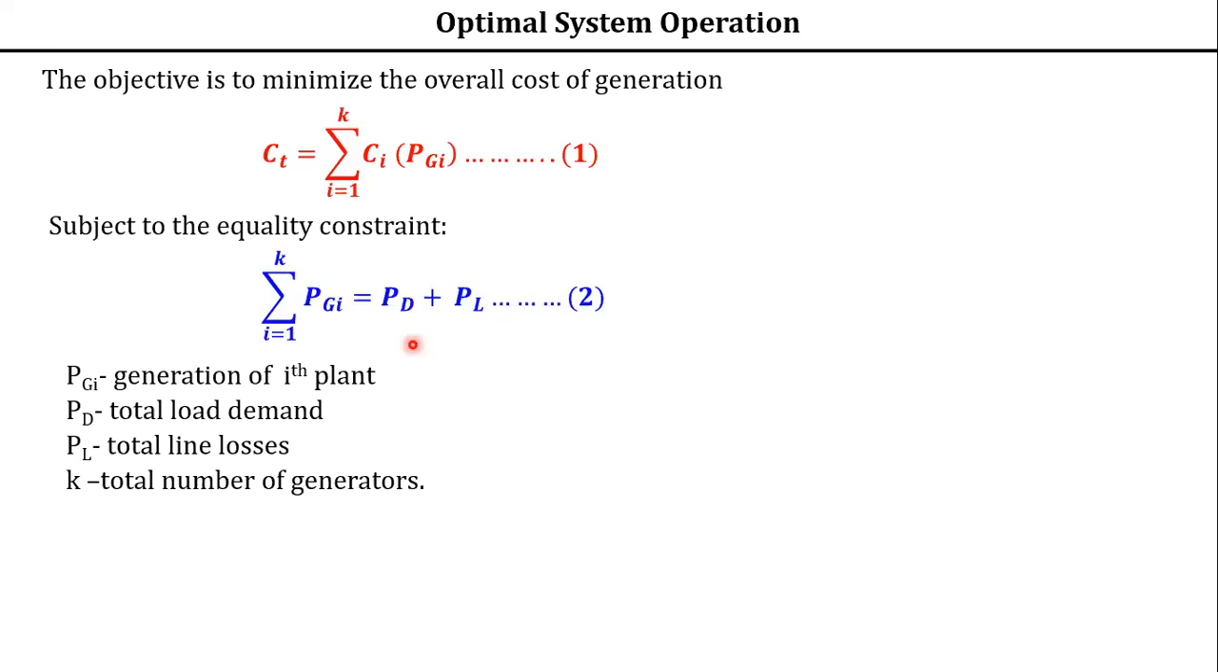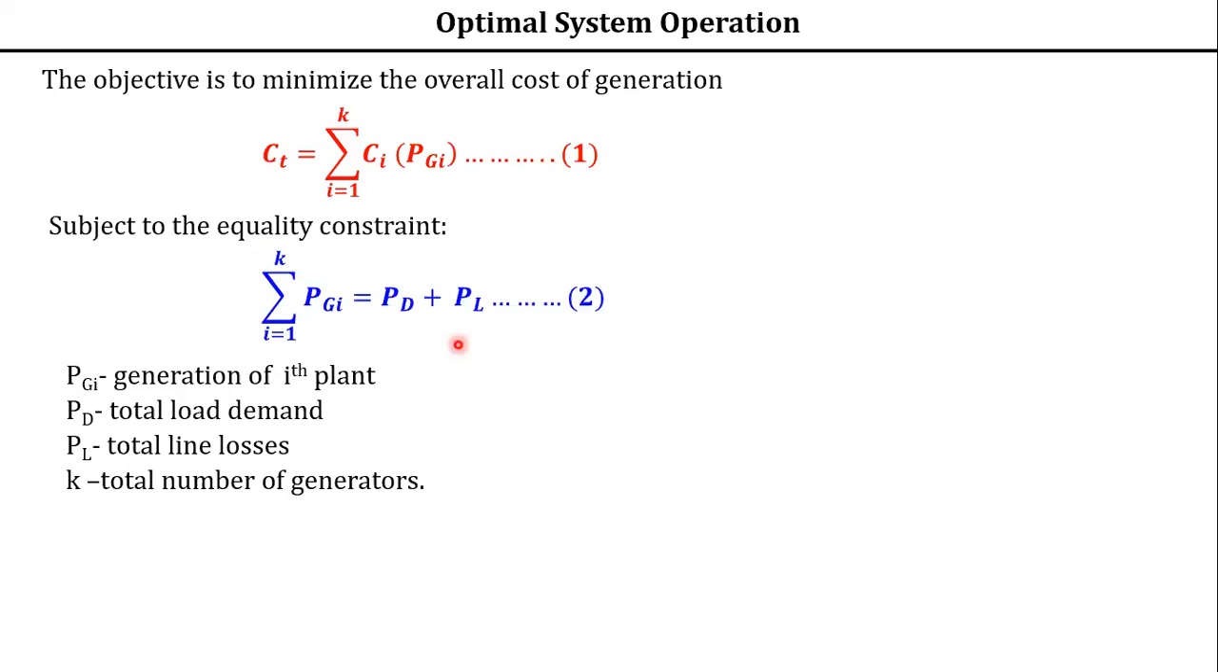Obviously, you know PGI is the generation at the ith plant, PD is the total load demand, PL is the total line losses, and K is the total number of generators. Understood? K is the total number of generators. I think in the earlier case we took NG, the number of generators, but here instead of NG we are taking K. Any parameter you can take, but correspondingly you define what it is.